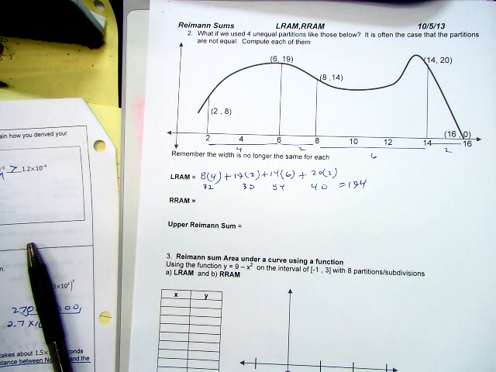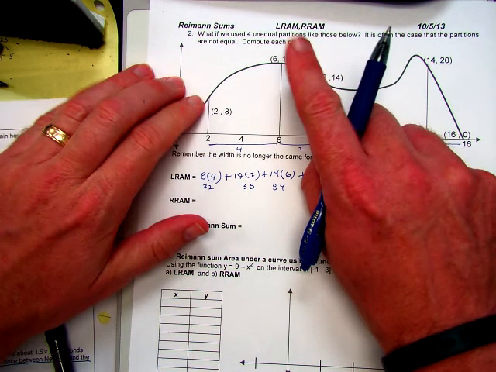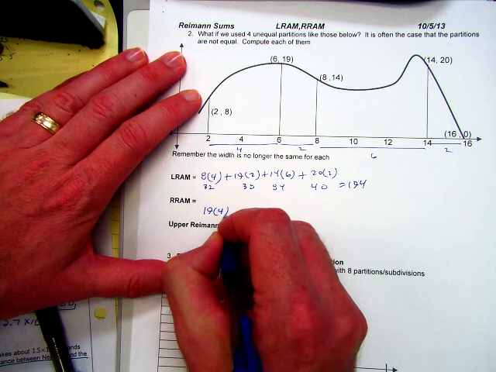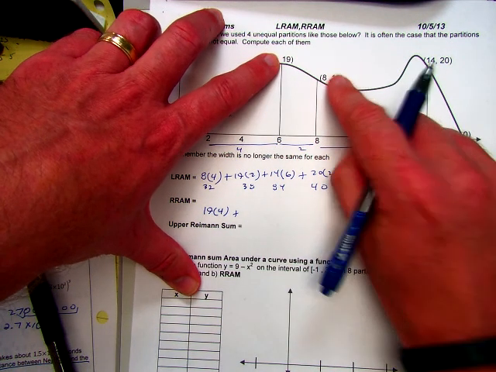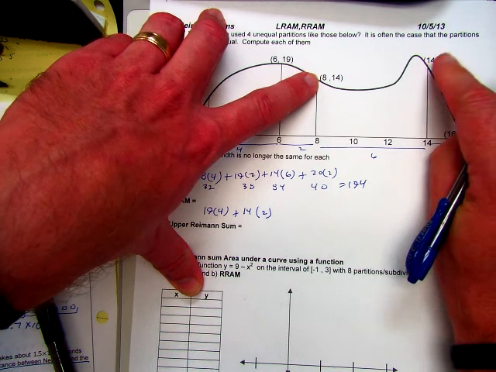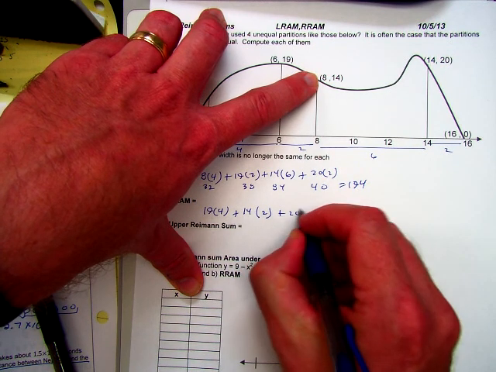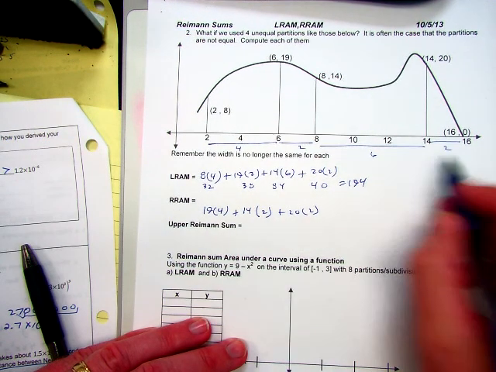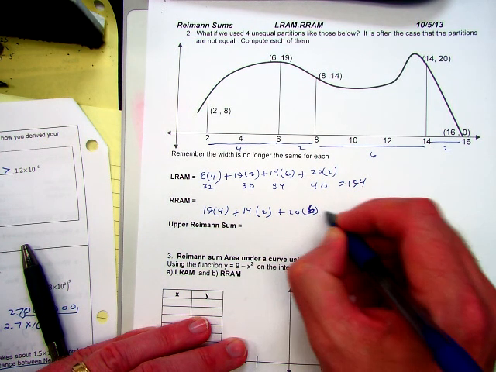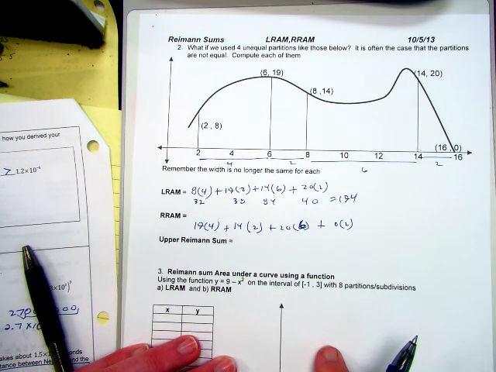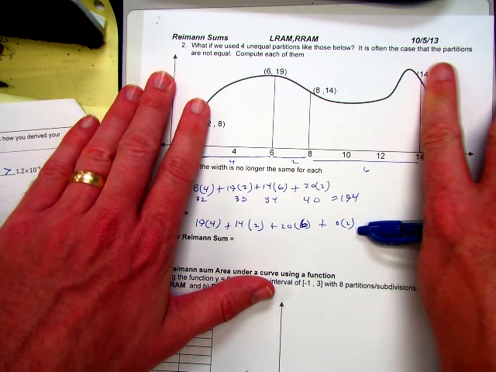All right, so let's go do the right sum. Boy, I probably made a mistake on that one. But anyway, let's do the right sum. So if I look at these two, my right side is 19 times 4 plus my right side is 14 times 2. And then my right side is 20 times 2. And then the last one is 0. I'm sorry, it's 20 times 6. And then the last one is 0 times 2. So the right one uses these, the left one uses those.